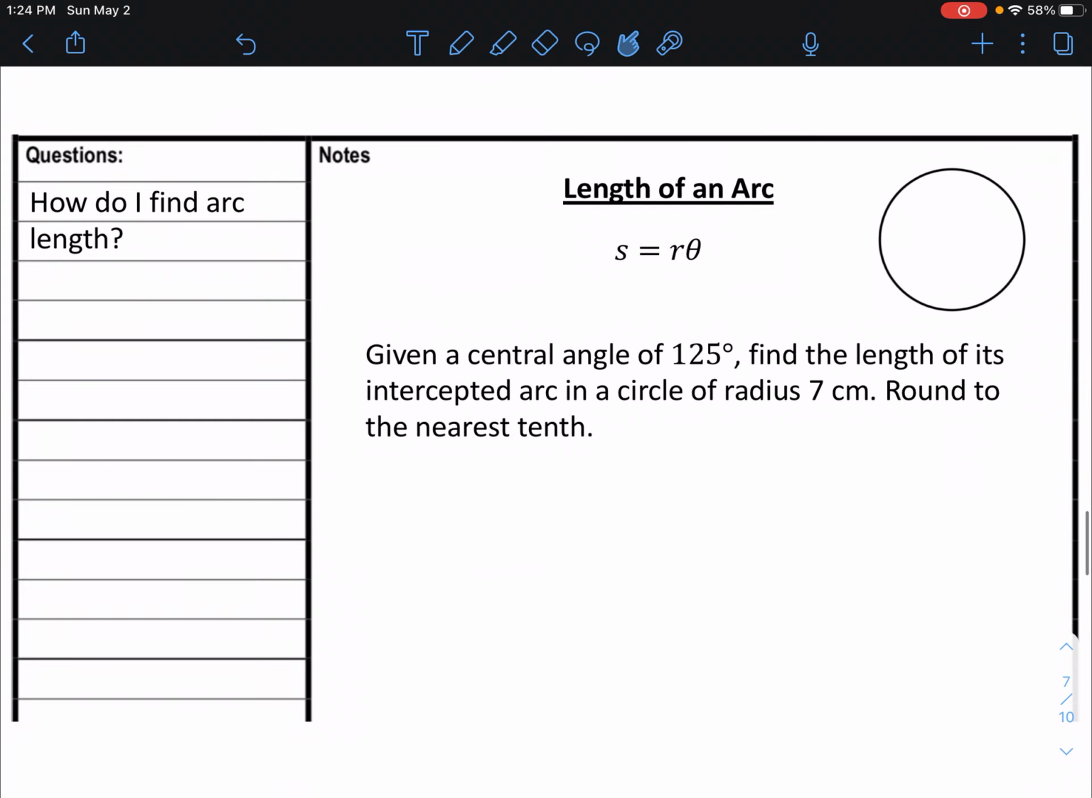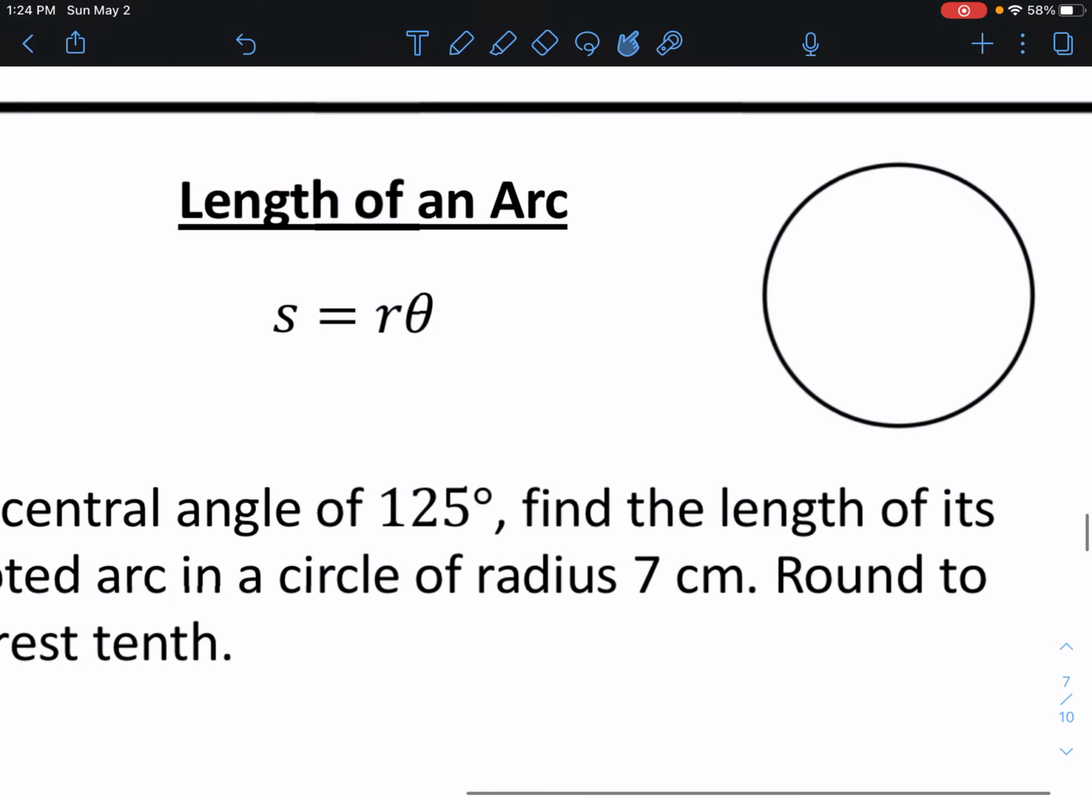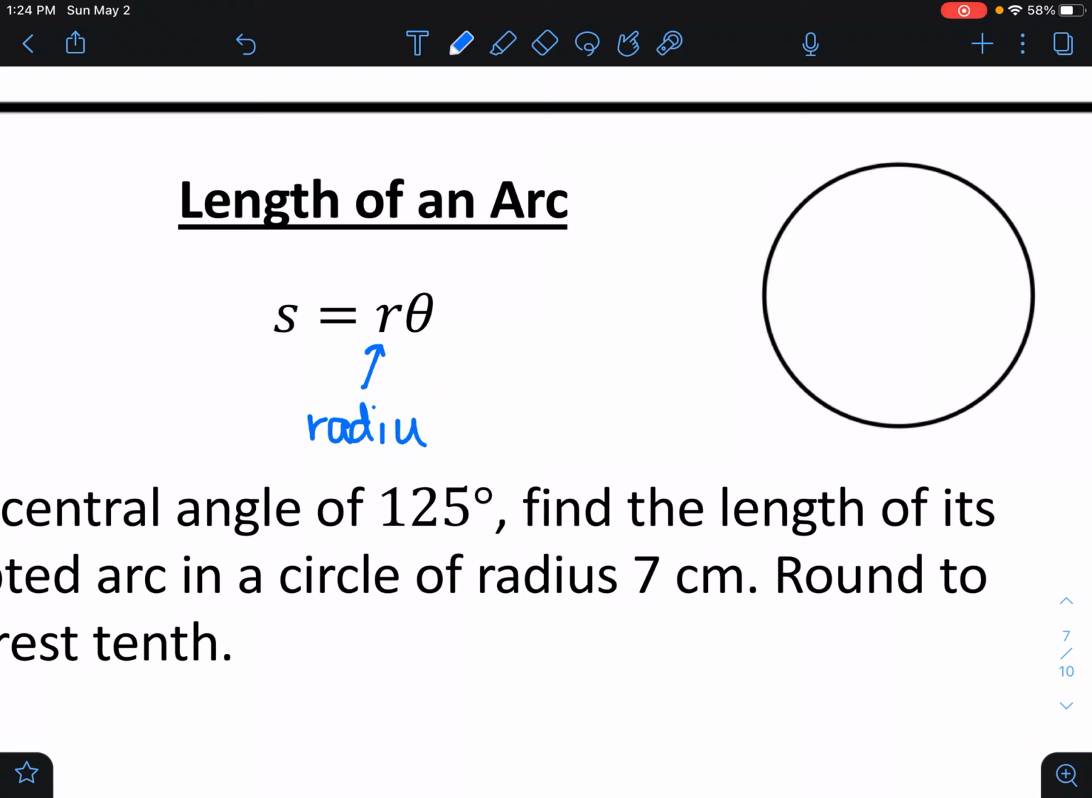Okay, so now finding the length of an arc, we're going to use what we just learned. So length of an arc, that's S. R you're already familiar with, this is radius. And theta is the angle, the central angle, but it has to be in radians to use this formula. So that's important.